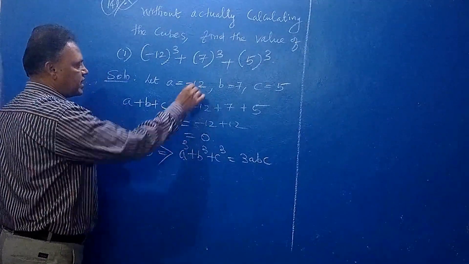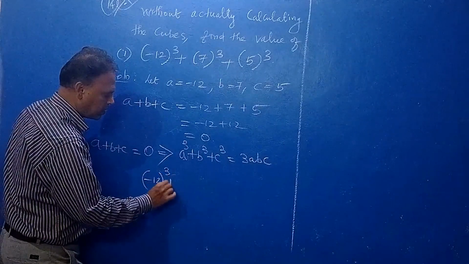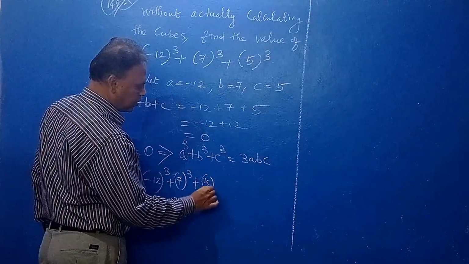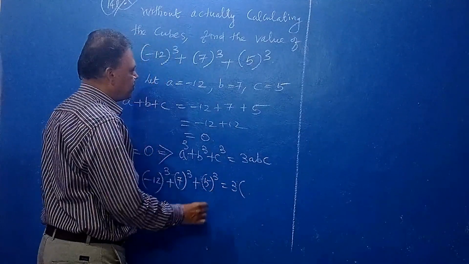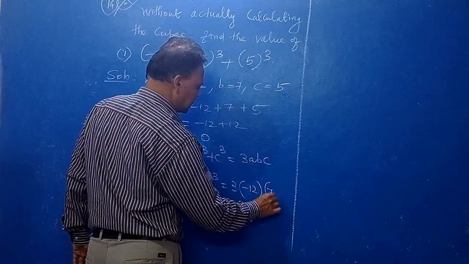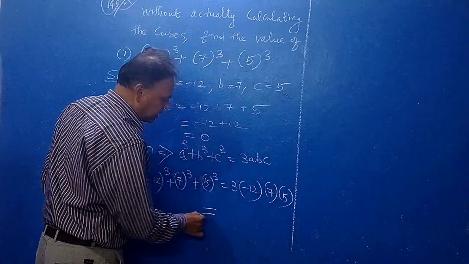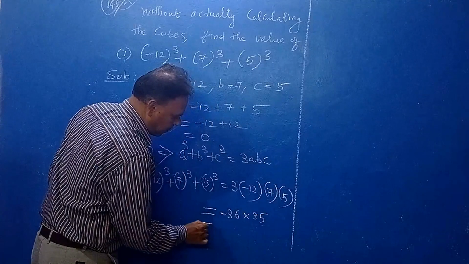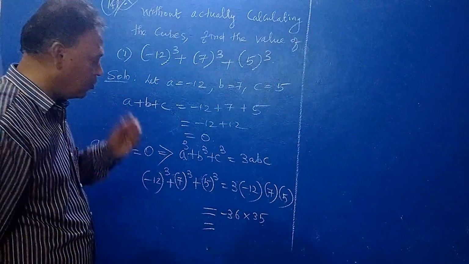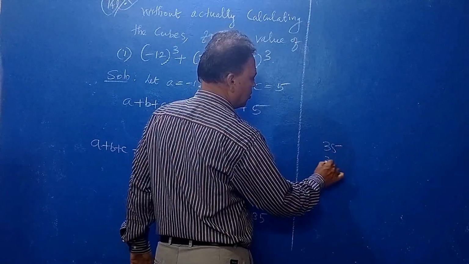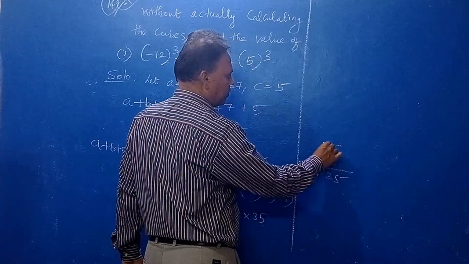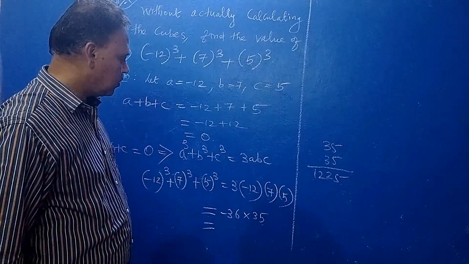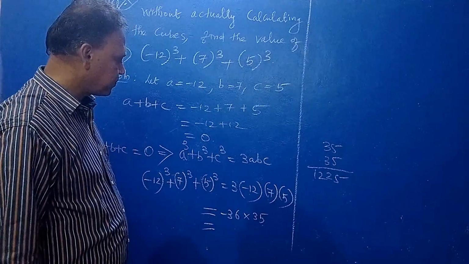Now you replace it. What is A? Minus 12 the whole cube plus B is 7, 7 the cube, plus C is 5 the whole cube. That is equal to 3 into A, replace, minus 12, B is 7, C is 5. So that is equal to minus 36 into 35. You know 35 into 35, very simple. How to multiply?